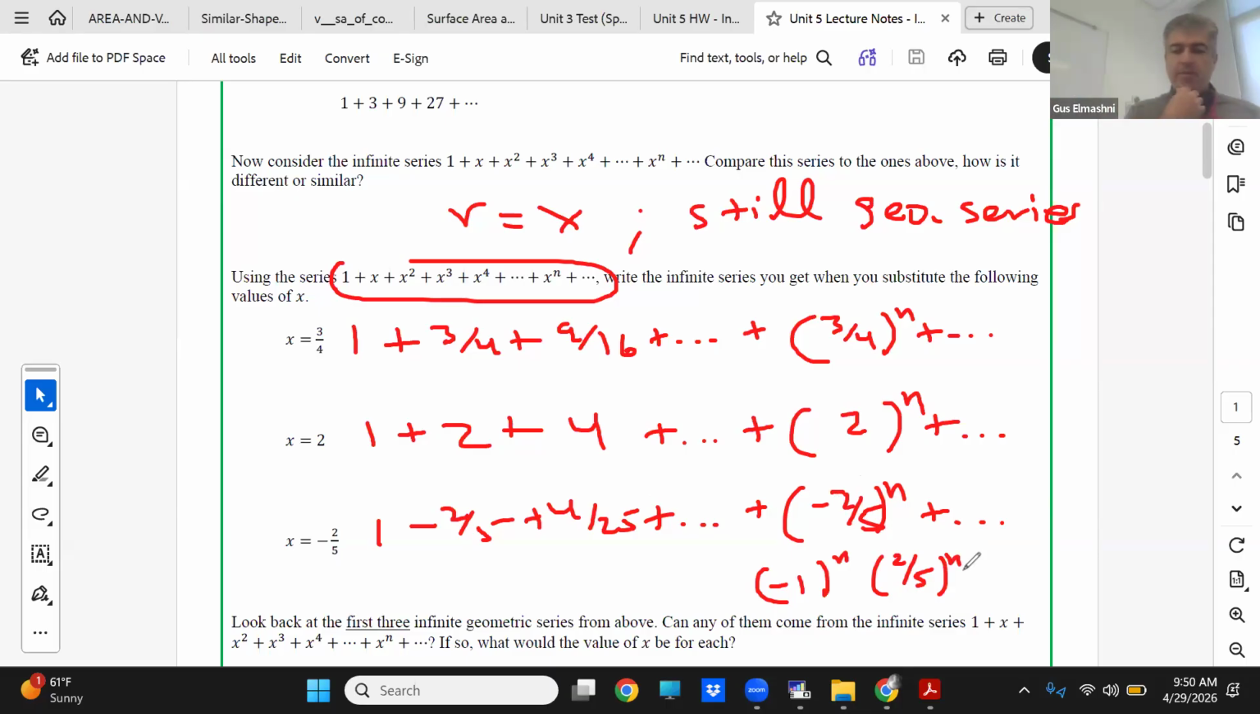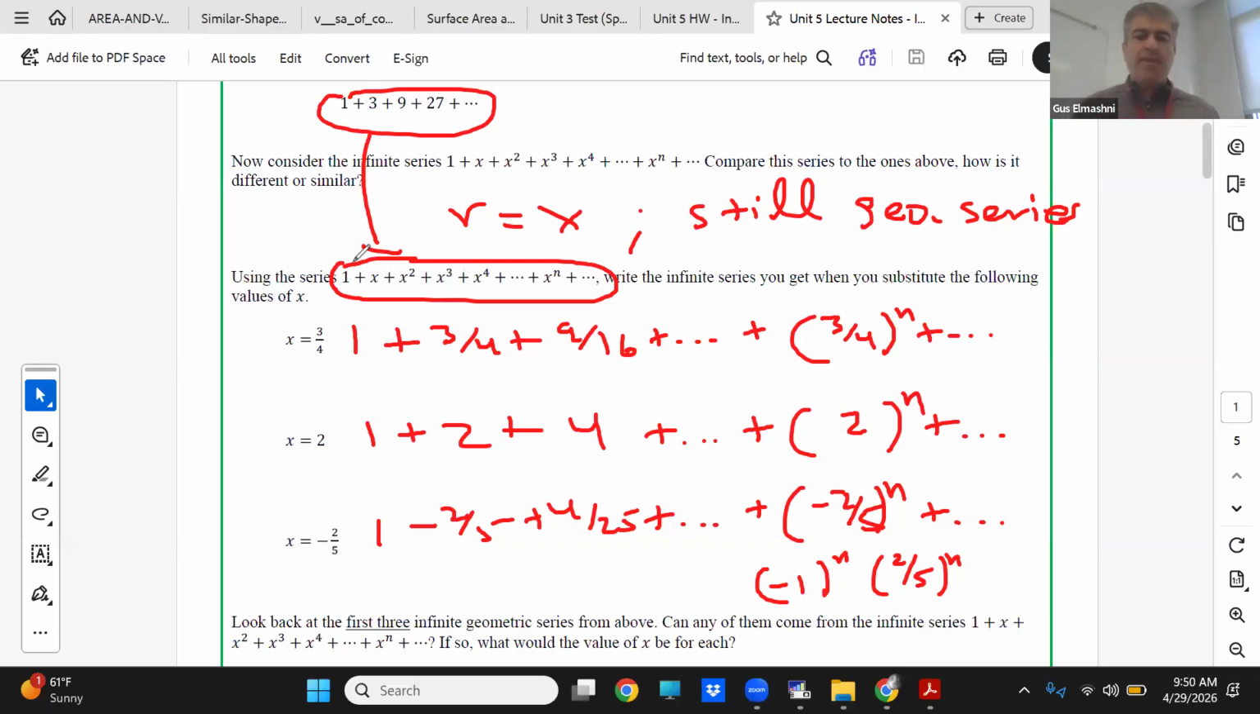So look back at the first three infinite geometric series from above. Can any of them come from the infinite series 1 plus x plus x squared and so on? And if so, what would the value of x be for each? So if we look back at, say, this one right here, can I express it like this? This is the whole point we're trying to do. So this is called a power series, because you have X to some power: X0, X1, X2, X3, X4. You have a bunch of powers of the same base, and it's a series, you're adding them all up. That's called a power series.